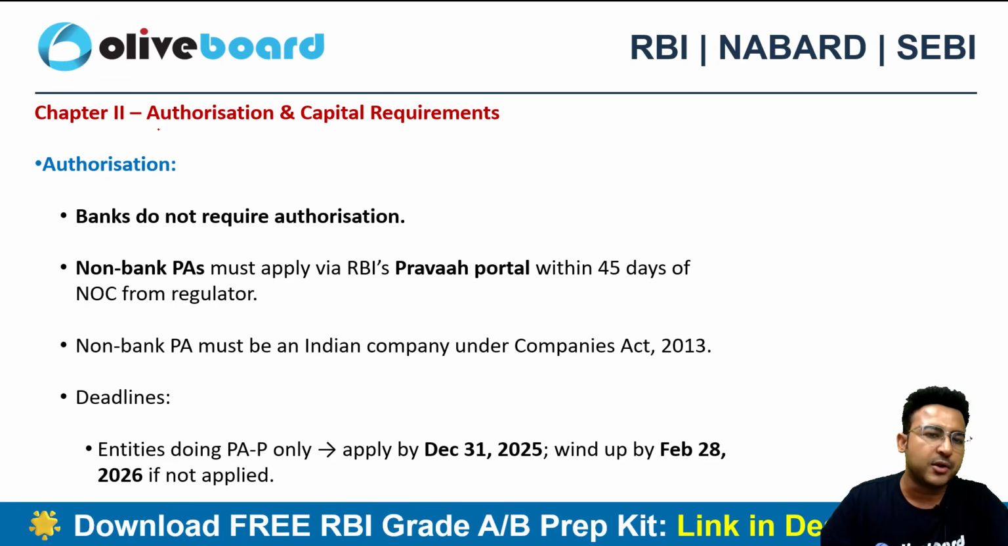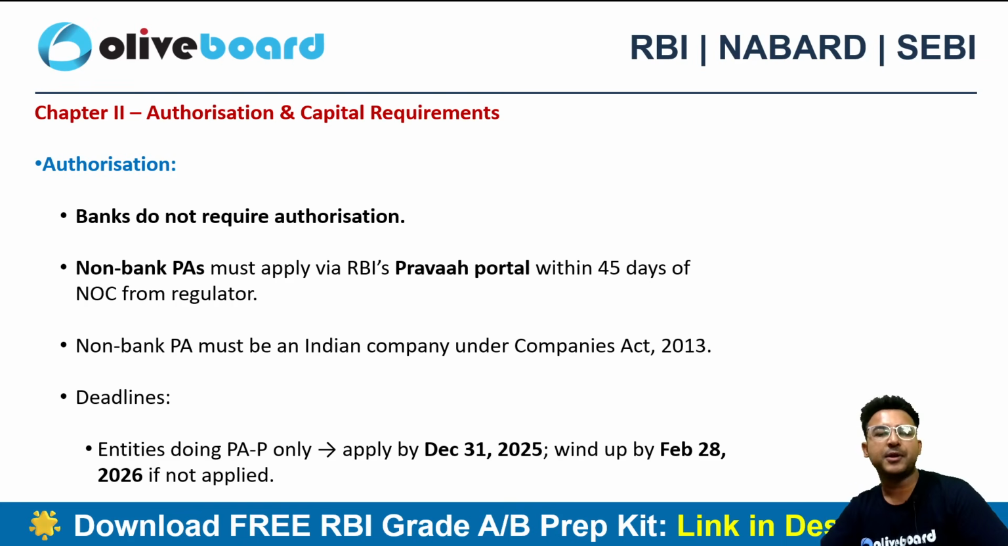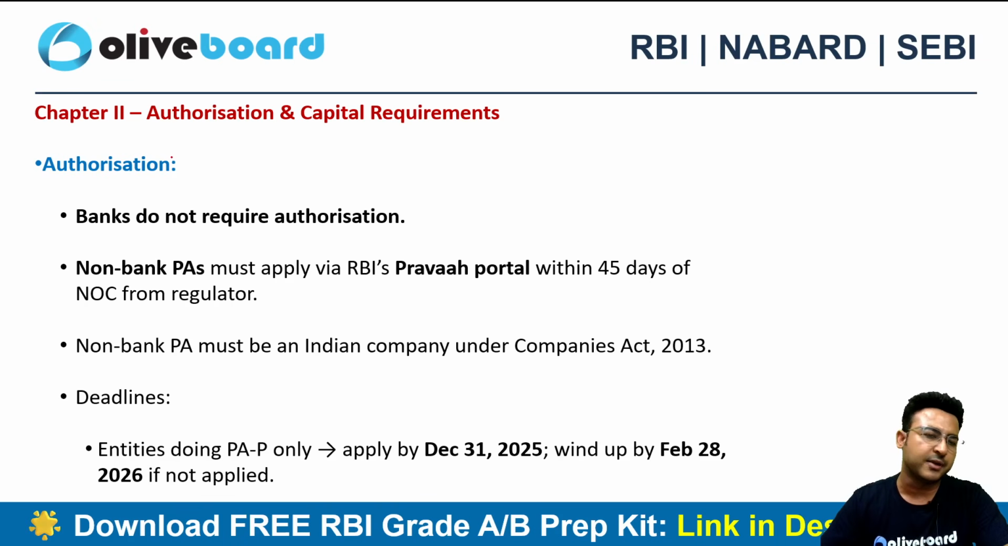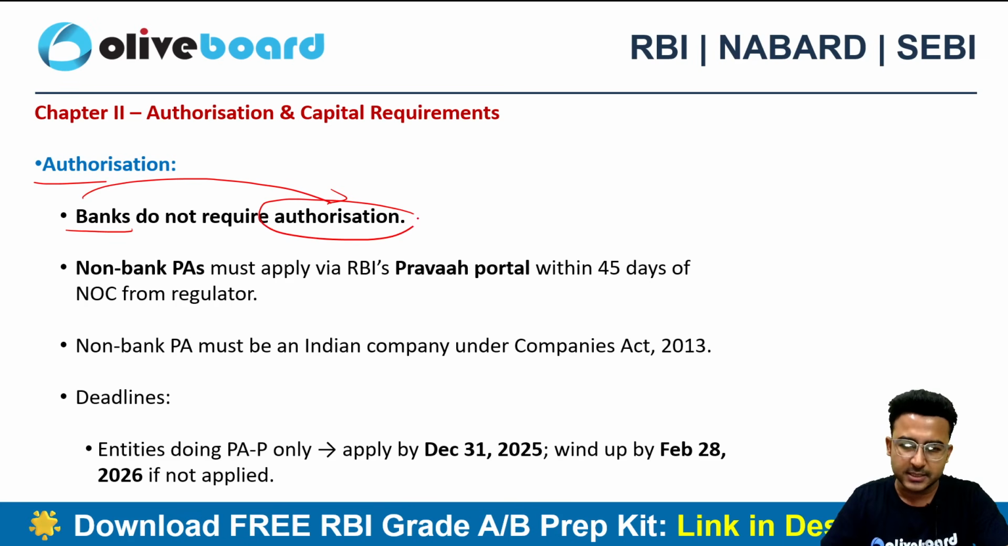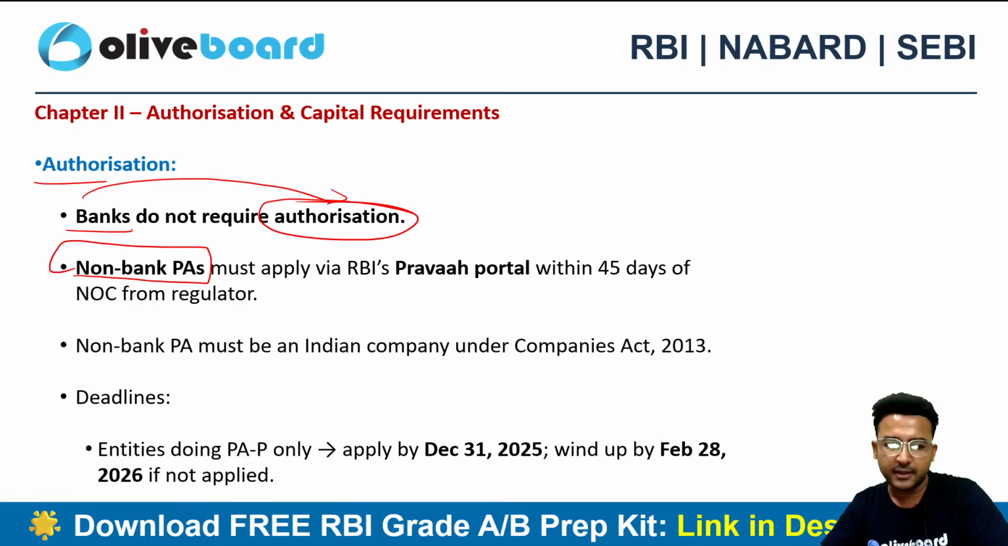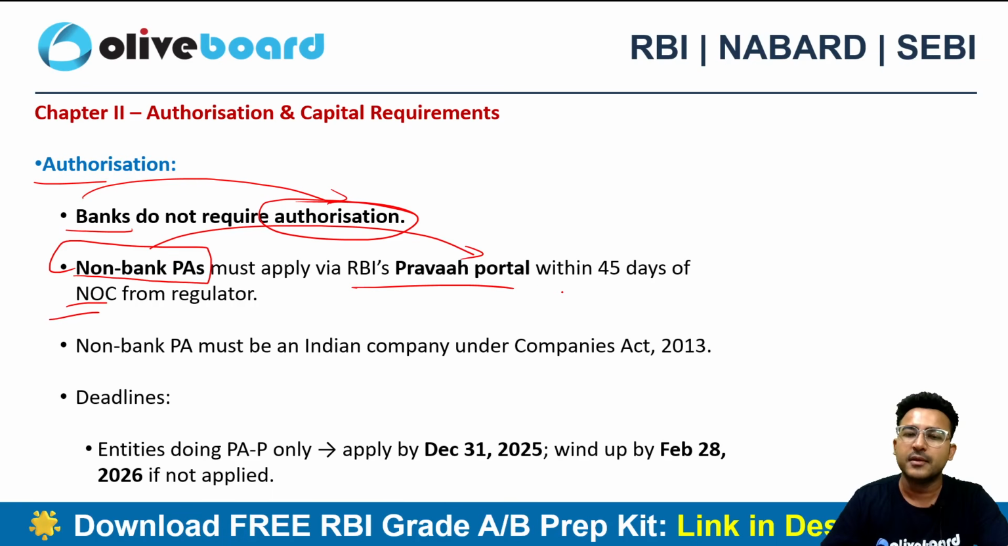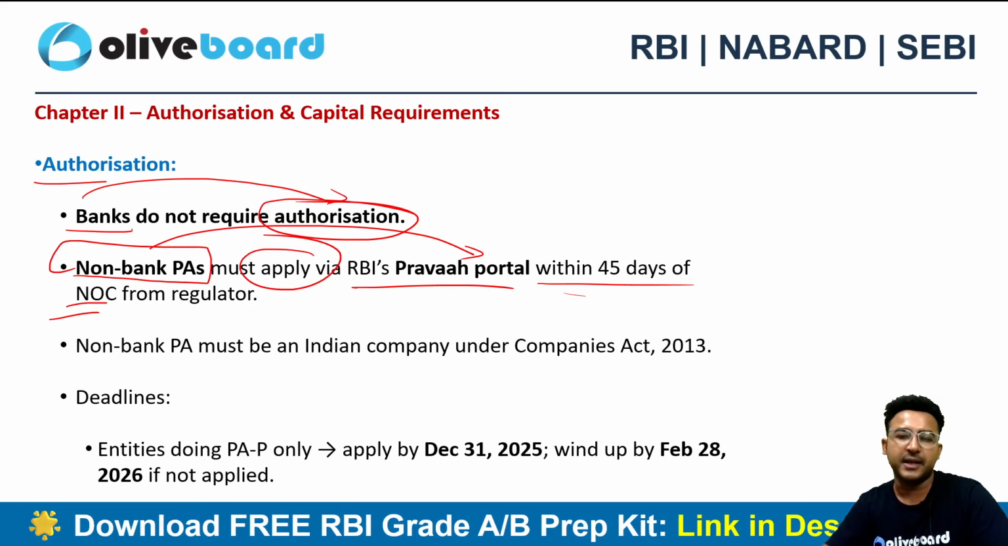Crucial part. Chapter 2, authorization and capital requirement. So chapter 2 is dealing with authorization and the capital requirement. What is the authorization? Banks do not need any kind of prior authorization. However, if there is a non-bank payment aggregator, that entity is not a bank, it's a payment aggregator. Now they need to first apply for the NOC, non-objection certificate. Once they are done with the NOC, they can go to the Pravah portal of RBI within 45 days of the NOC, and they need to apply for the payment aggregator status on the Pravah portal of RBI.